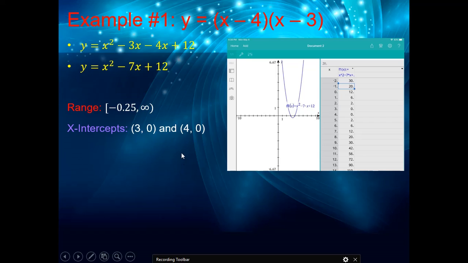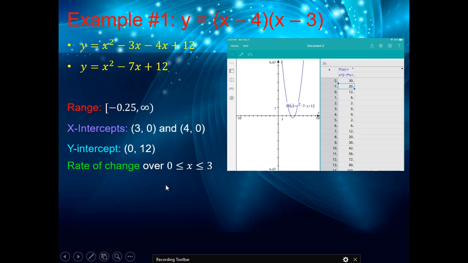Our x-intercepts are where they cross the x-axis, so I can see on the graph at positive 3 and positive 4. I did write them as ordered pairs. The y-intercept isn't present on the diagram. However, if you look at the equation in standard form, the constant is 12, so that tells me that the y-intercept is located at 0, 12.